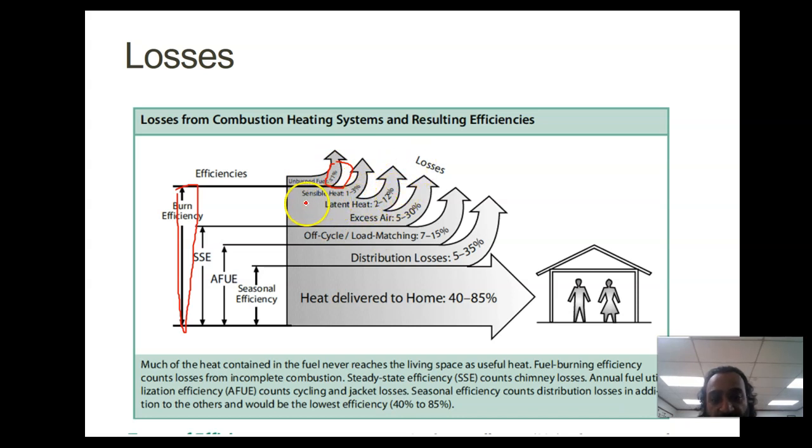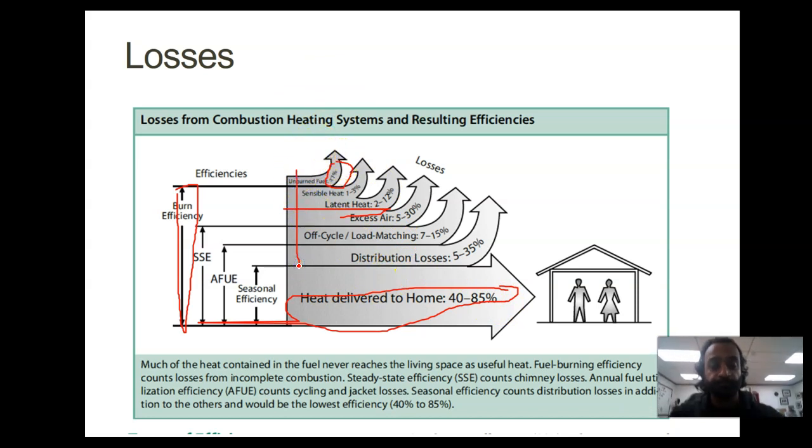Then we have losses here. Sensible heat. We lost some of the heat to losses in the boiler, losses in the pipes. We have excess air heat losses, latent heat losses that come as condensation. Off cycling, there's also some losses. And if you look at the heat delivered to the house or the living space compared to what we burned, it's 40 to 85%. That's a big gap. So it could be 80, it could be 40, and it could be 85, and that is up to you. How do you select your equipment, and how do you account for all these losses over here? So we want less losses.